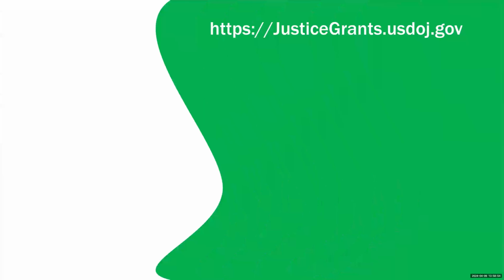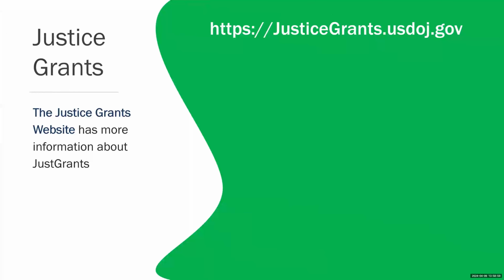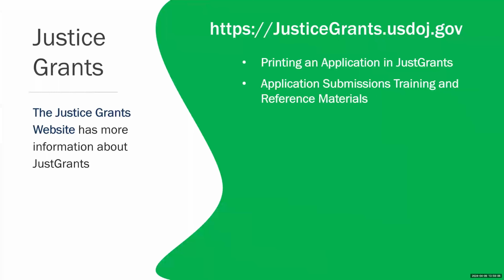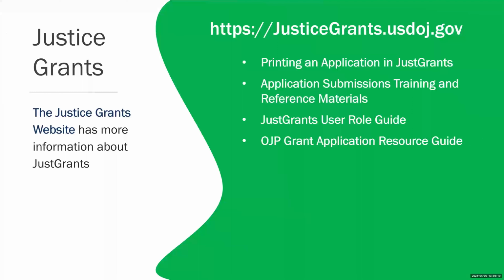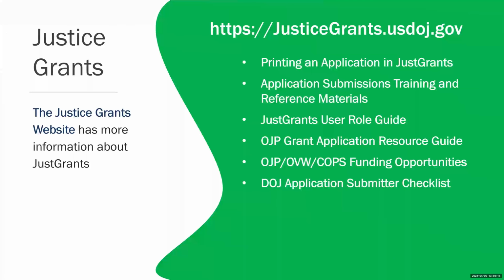We've gone over a lot of information, but I do want to tell you where to go moving forward should you have questions. The JustGrants website has a whole lot of information about JustGrants, including training resources, updates, as well as links to things that you should know, like how to print your application, additional instructions on application submission, user roles, links to the OJP application resource guide, as well as links to funding opportunities, and that checklist that we talked about.